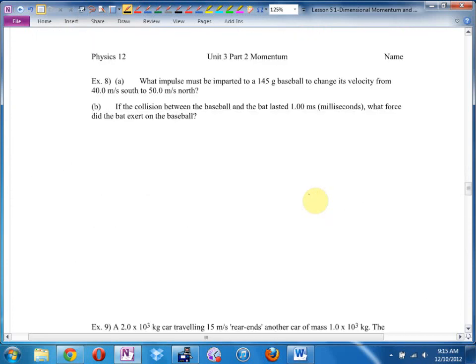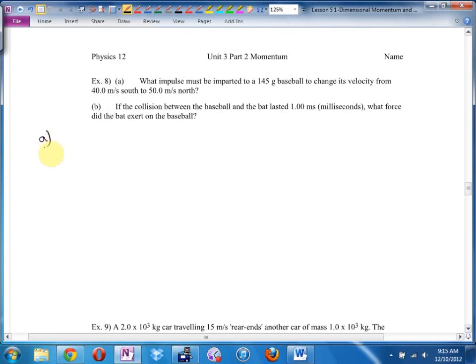Example 8. Hitting a baseball, that's a collision. What impulse must be imparted to a 145-gram baseball to change its velocity from 48 meters per second south to 50 meters per second north?